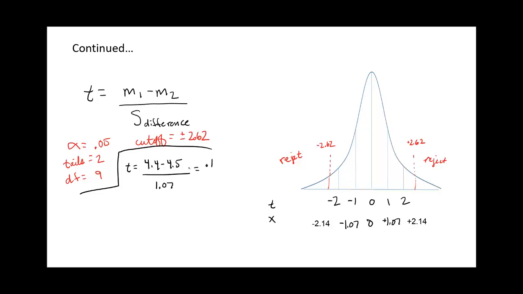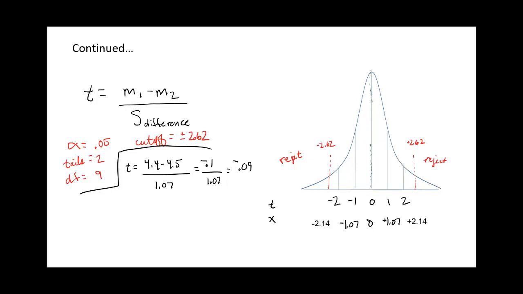The difference between the means is 0.1, but it's negative because 4.4 minus 4.5 is negative 0.1, divided by 1.07 is equal to negative 0.09. So the difference between our two groups has a change of negative 0.09 in terms of the t-value. The t-value is negative 0.09. So it is 0.09 standard deviations below the mean. It's so close to the mean. It's hard to draw how close it is to the mean.